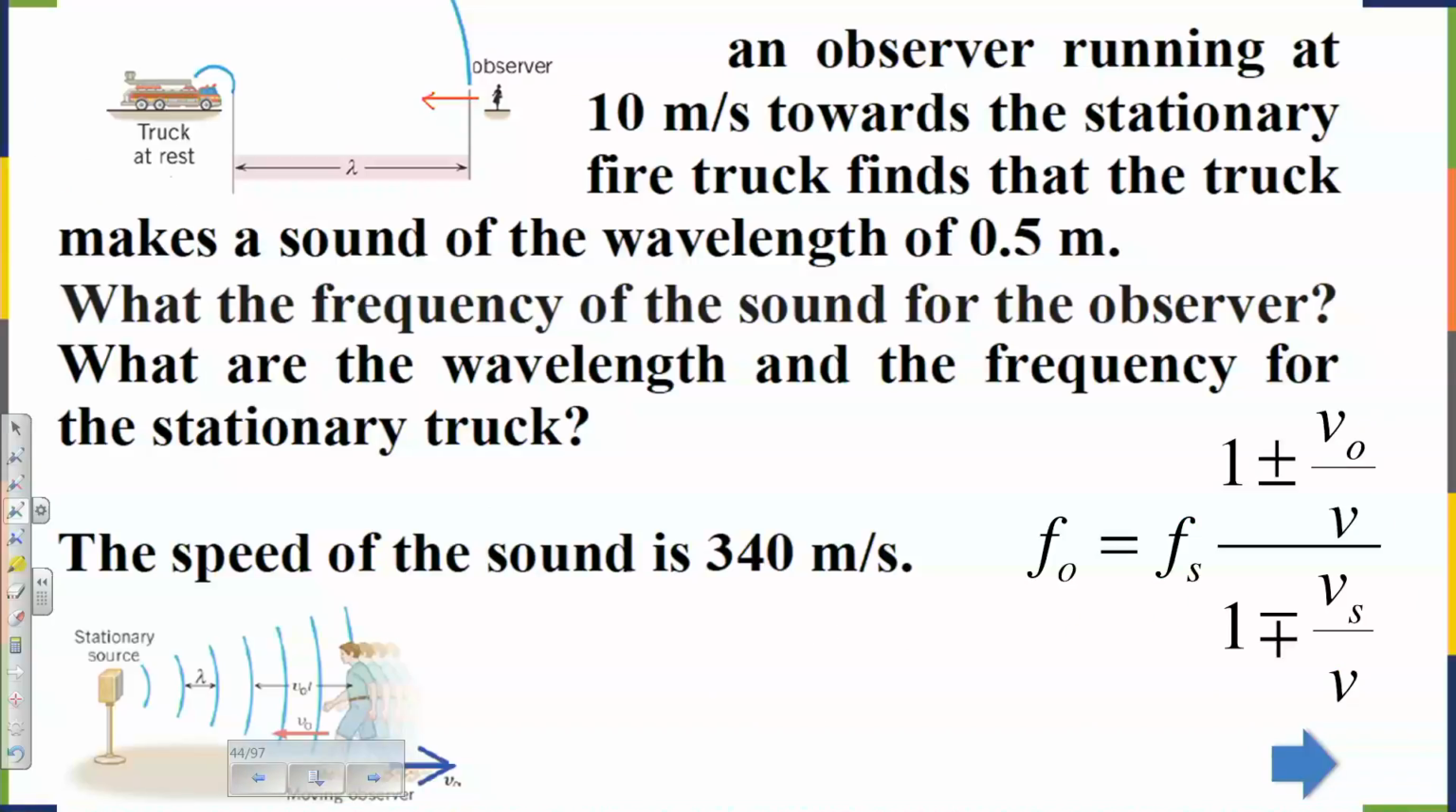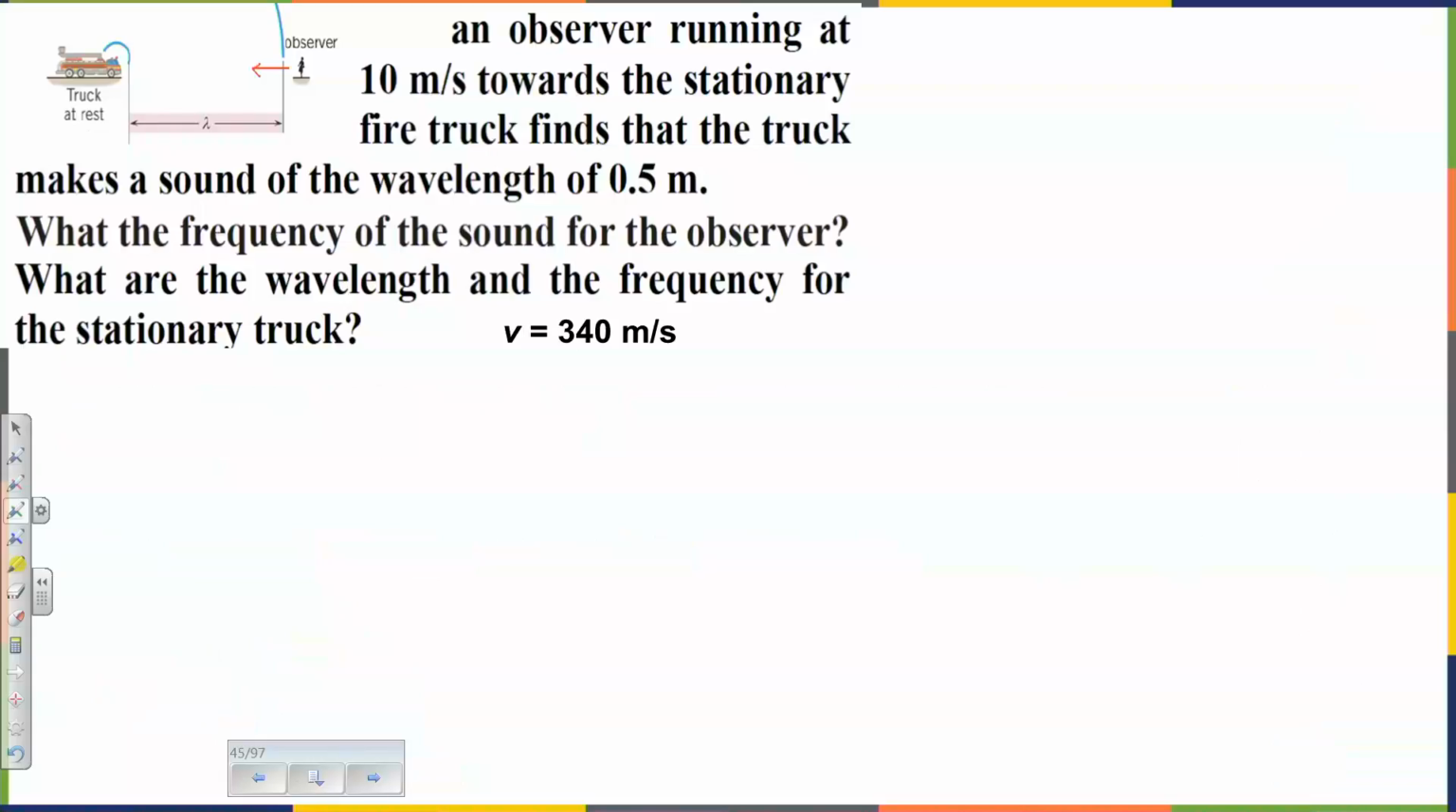Now an observer is running on a stationary track. So which number can we set to 0 immediately? Stationary track. The track is the source in this situation. So we only have to deal with one part of the equation.